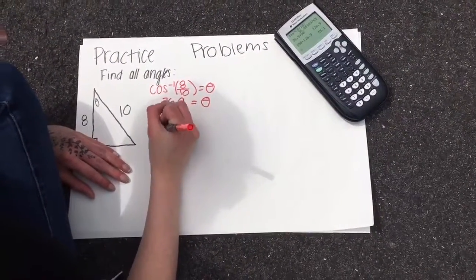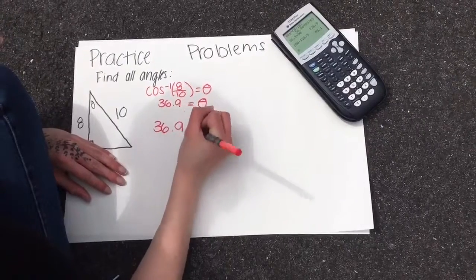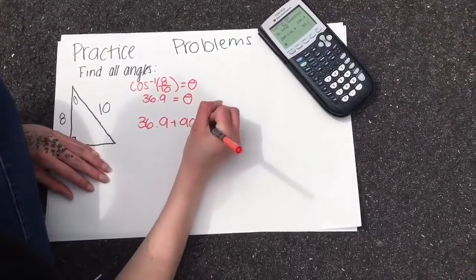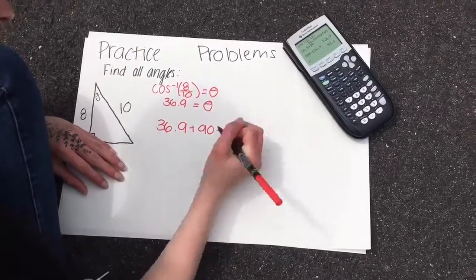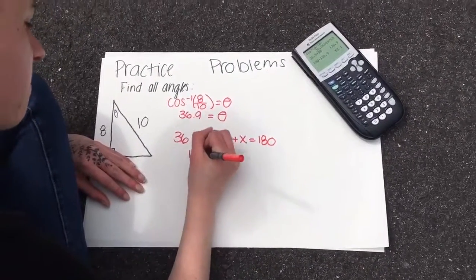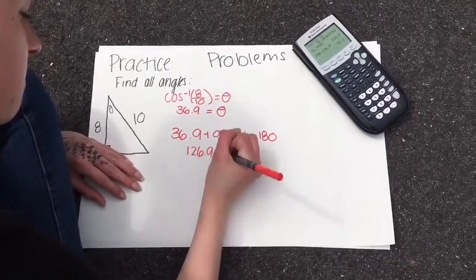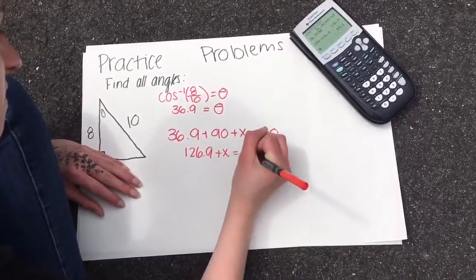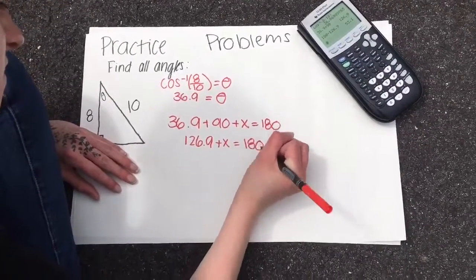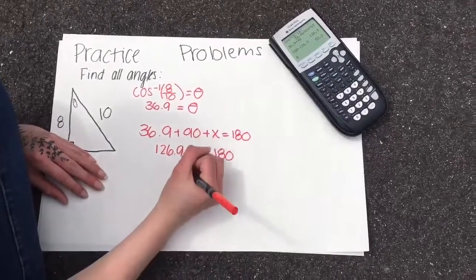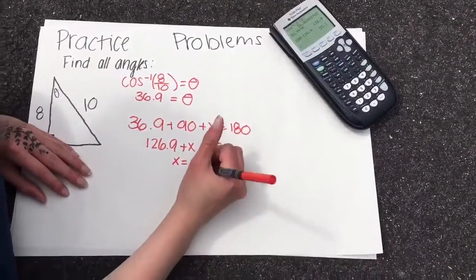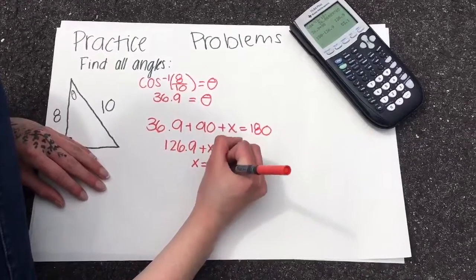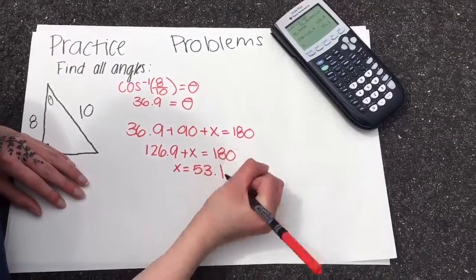And in order to find the missing angle, you add the two angles you already know together, and you set it equal to 180. You then subtract the two angles you already know from 180 to find the missing angle. And that is all for this problem.